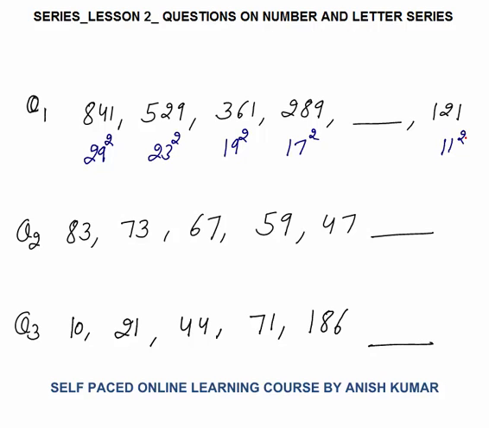Here you can find the pattern in the terms. These are the squares of prime numbers, squares of prime numbers in decreasing order. 29 is a prime number. After this 23 is a prime number. Then 19, then 17. Prime numbers in decreasing order. After 17, the next prime number in decreasing order is 13. So 13 square, 169, will be your final answer.